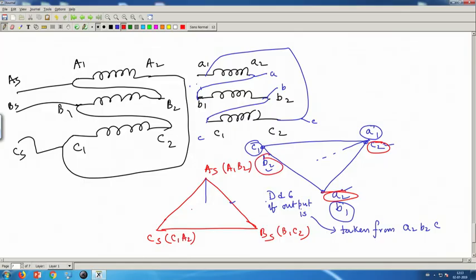They are 180 degrees apart. Therefore, you see there are various ways of connecting the windings: delta star, delta delta, star delta, star star and so on.